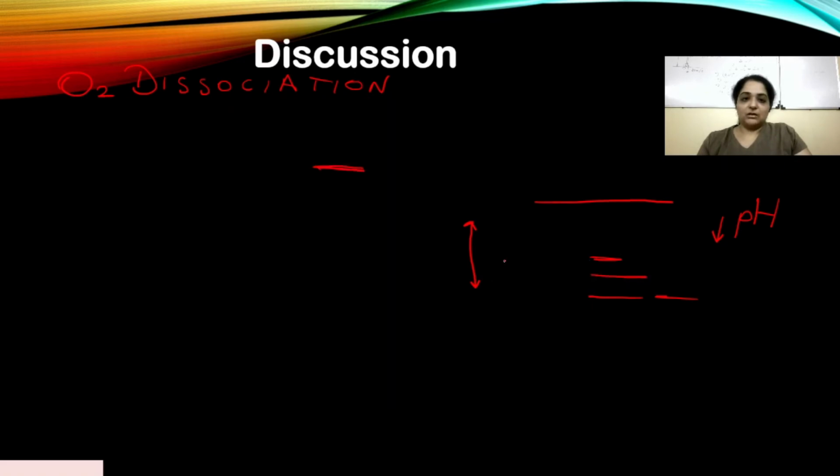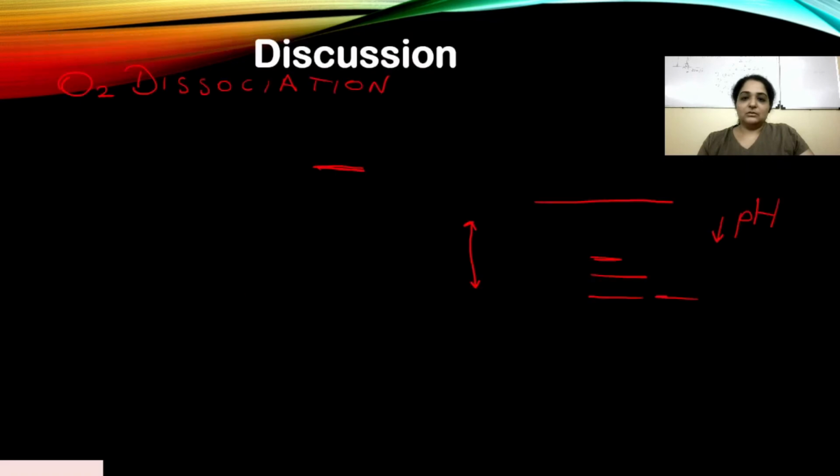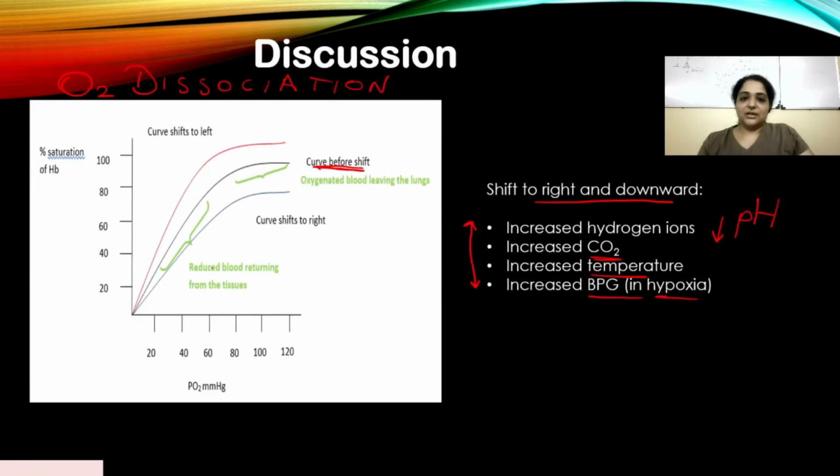Okay, so our question was the incorrect statement over here. If you see, higher H plus concentration in alveoli favors the formation of oxyhemoglobin, which is incorrect. It is the opposite. Decreased H plus concentration in alveoli favors the formation of oxyhemoglobin. So that was the incorrect statement here. So if you remember this diagram and this curve shift, you can answer this question. This is important to remember.